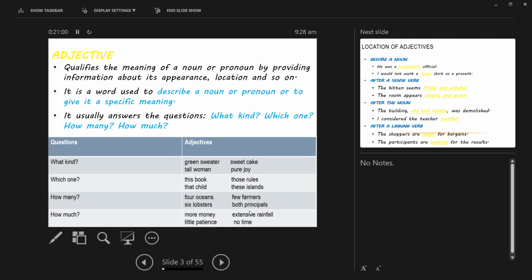So, yes. Pero ang ironic lang, no? Sweet cake. Parang ang redundant din because cake is expected to be sweet. However, let's not question that example anymore. What kind of joy? It's pure joy. This is also a little bit redundant for me, right?